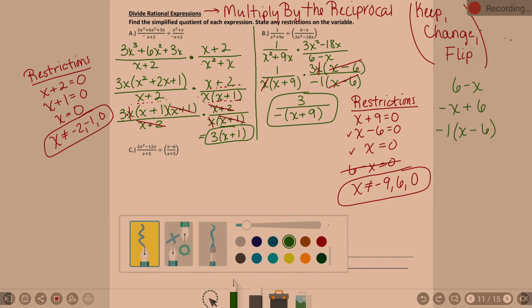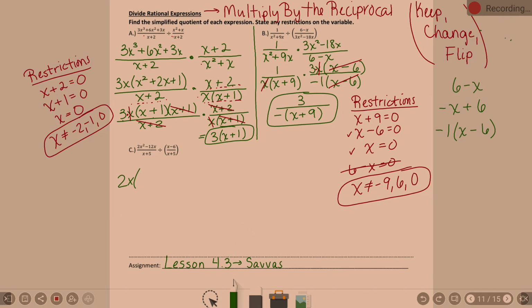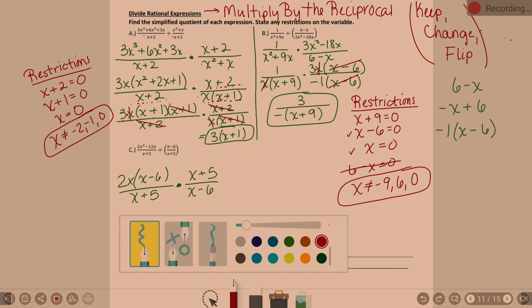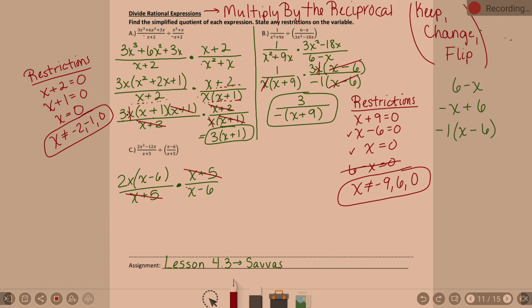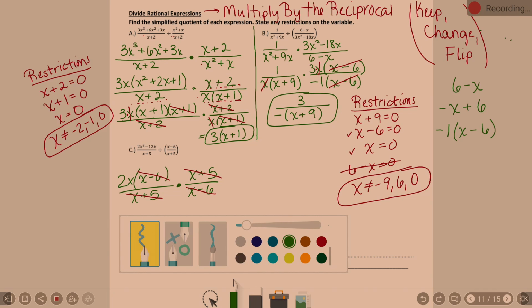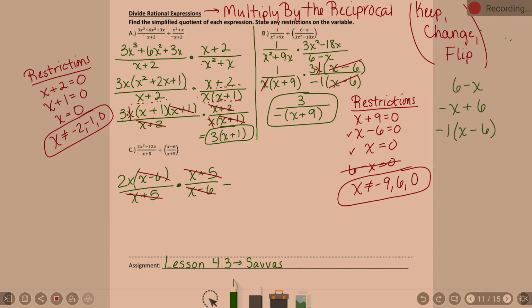2x squared minus 2x. There's only one factoring that has to happen here, folks. There's a GCF of 2x. That leaves me with x minus 6 over x plus 5. Because it's division, we're going to multiply by the reciprocal. Long story short, you only get 2x. Then your restriction would be x plus 5; x minus 6 cancels. Negative 5. You're left with 2x.